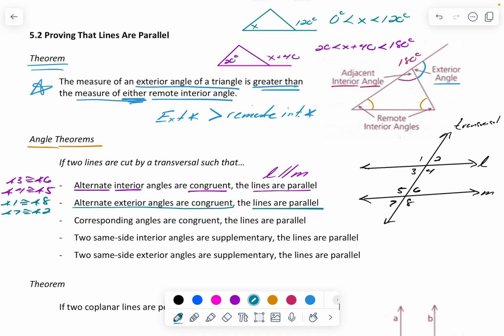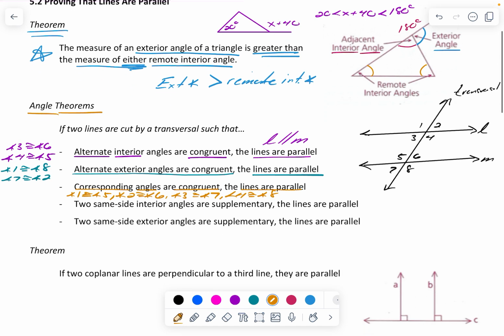Corresponding angles. Oh, these are so many. Corresponding angles congruent. So that would be, I'm going to put them underneath. Angle 1 congruent to angle 5. Angle 2 congruent to angle 6. Angle 3 congruent to angle 7. And angle 4 congruent to angle 8. If you can show corresponding angles congruent, then the lines are parallel. So it's these different angle relationships.